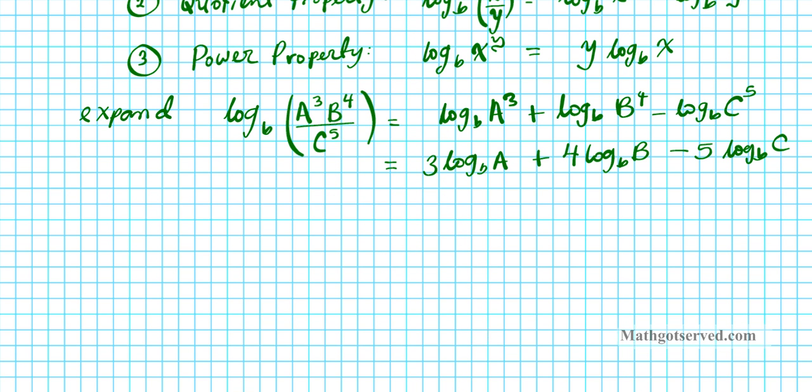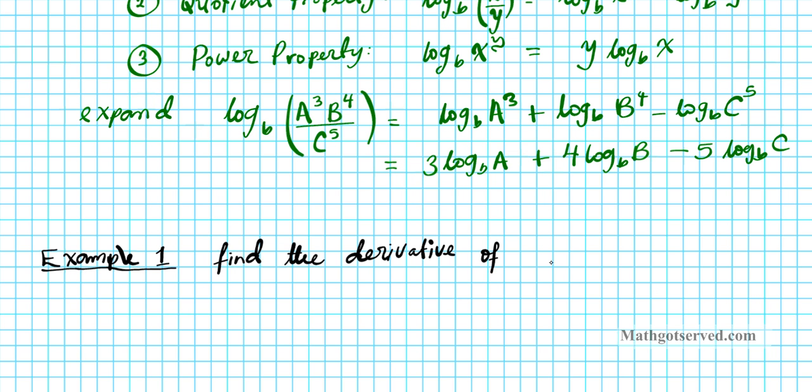Now let's do the example on differentiation, which will require the application of these properties. Example 1: find the derivative of the function, the natural logarithm of x to the fourth times (3x plus 1) squared, over (2x minus 1) to the third.